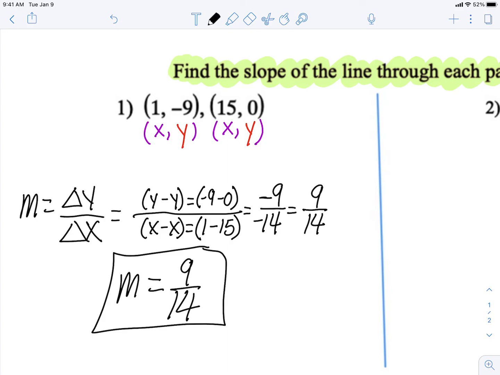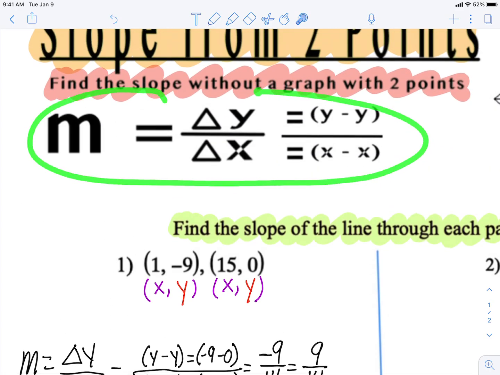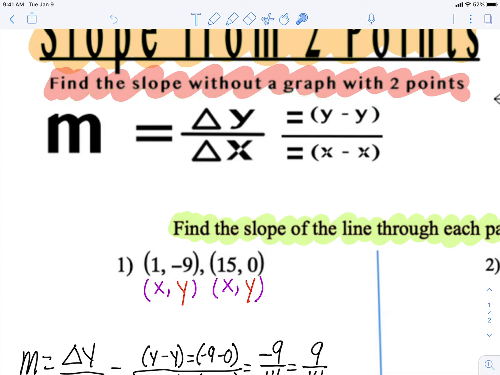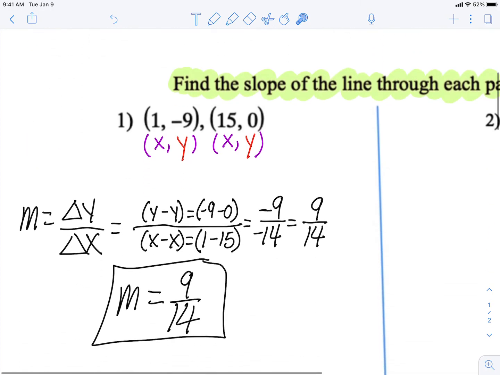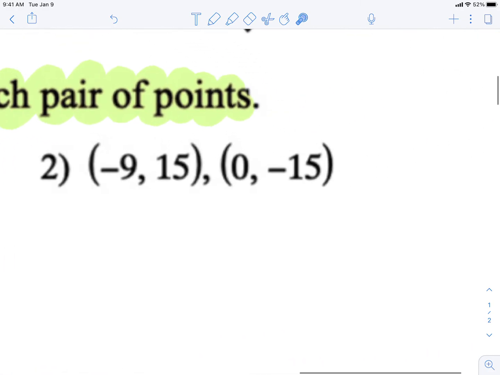There you go. Look at that. Using my formulas, which is right up here, and it'll be in the bottom of your notes there on Schoology, right? So let's take a look at number 2.